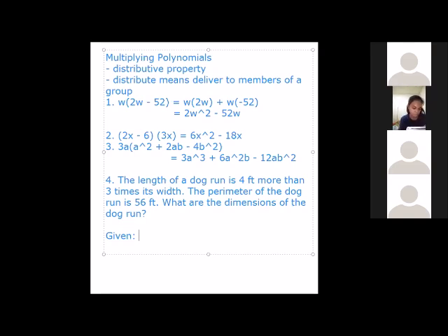So here we have the length. I call it L, okay, letter L for the length, which is equal to, it says, 4 feet more than 3 times its width. So what does it mean when you say 4 feet more than? 4 feet plus. Yes, very good. So plus 4, right? And then it says 4 feet more than 3 times its width. Do we know the width? Is width given in our problem?